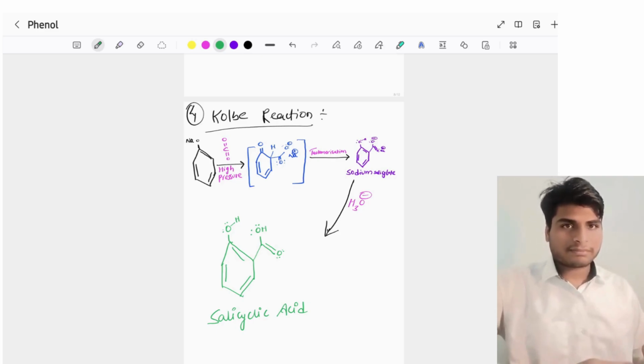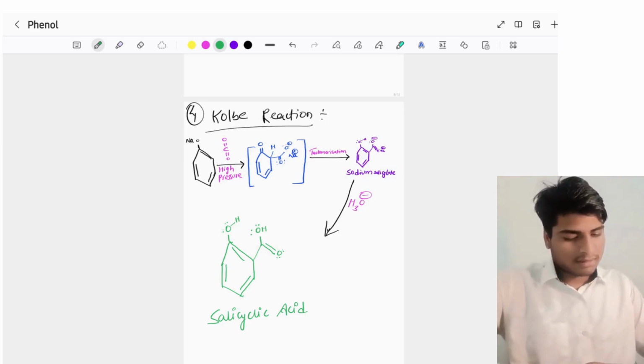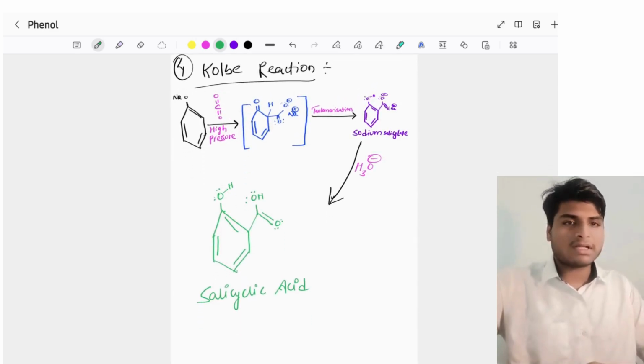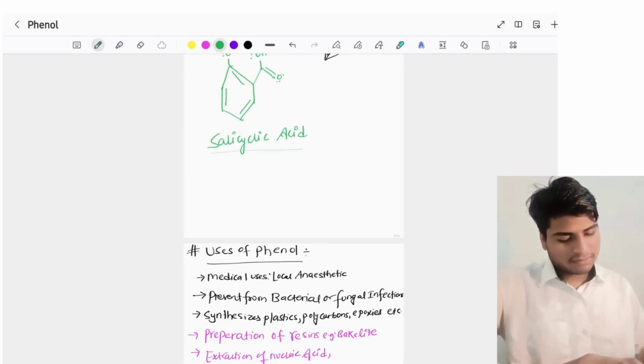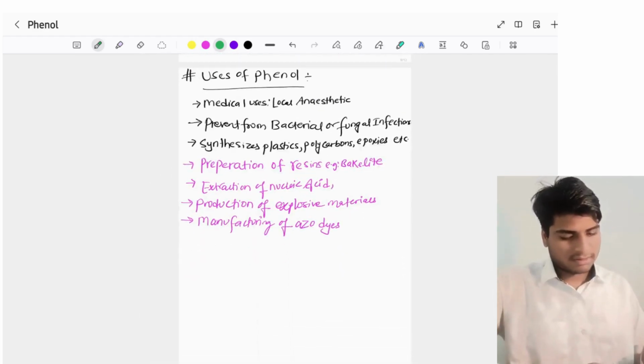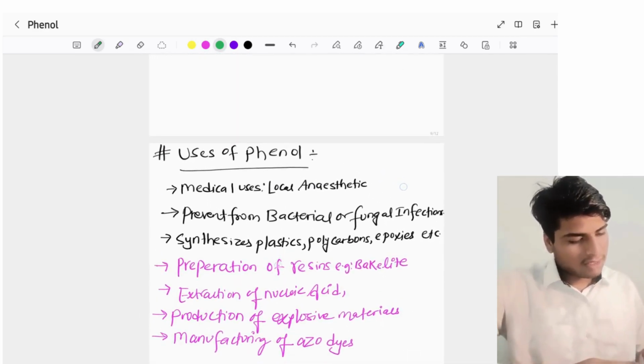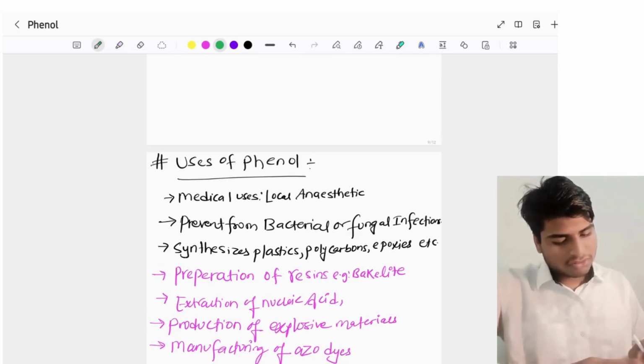And Kolbe's reaction. When phenol is treated with NaOH plus CO2 under high pressure and at a temperature of 125 degrees Celsius, sodium salicylate is formed. Upon acidification of it, salicylic acid is formed. And now comes the last part of this, that is usage of phenol.